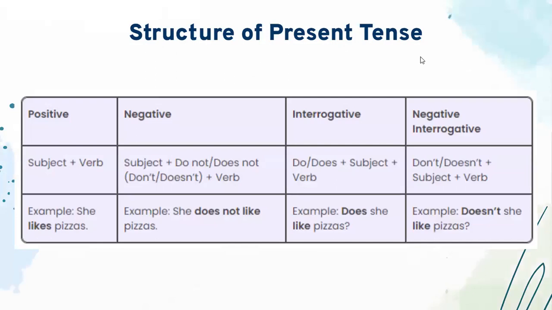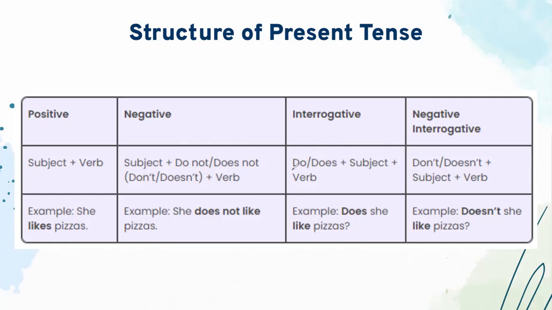And the same thing applies: we have positive, negative, interrogative, negative interrogative. For positive, like the examples we just took, it is normally subject, verb. Example, she likes pizzas. For negative, subject, do not or does not, or you can shorten it to don't, doesn't, and our verb. She does not like pizzas.